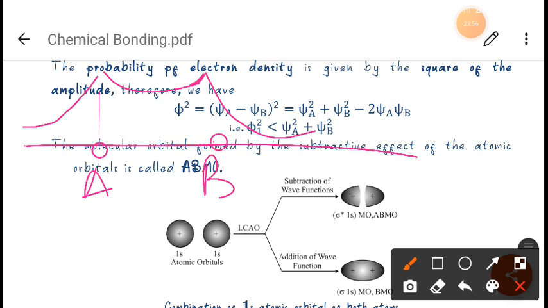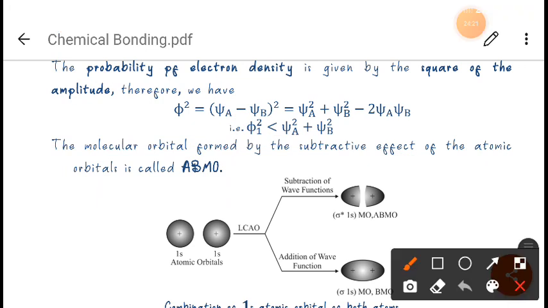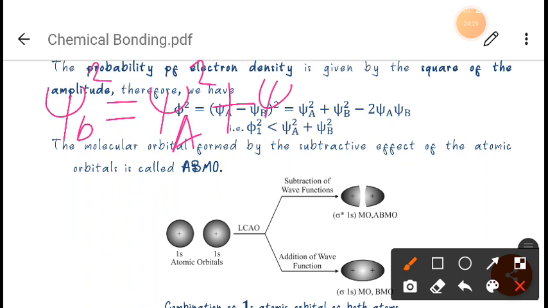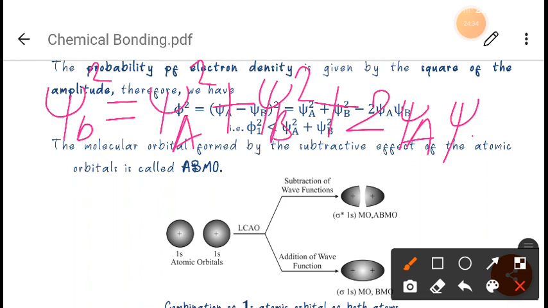Now the charge density in the molecular orbital obtained can be obtained by squaring. When we talk about the charge density, it can be obtained by squaring like this: psi b square is equal to psi a square plus psi b square plus 2 psi a psi b, right?